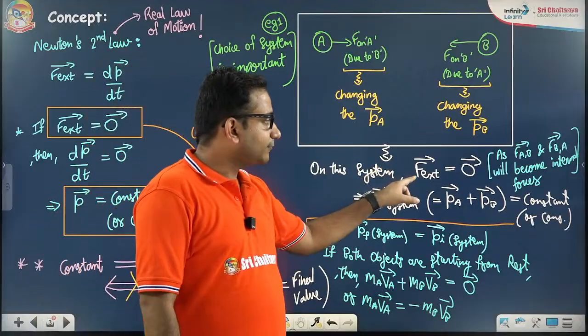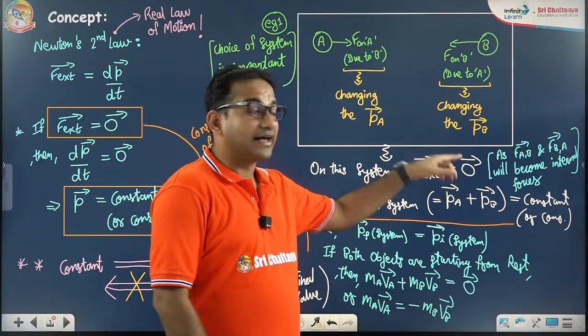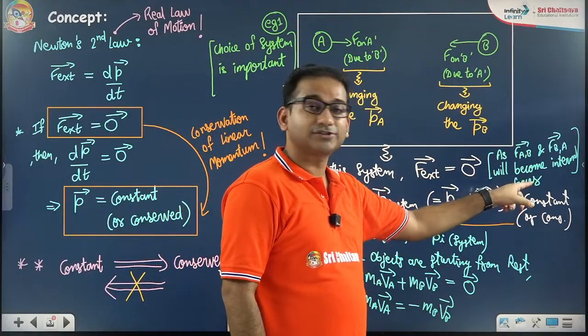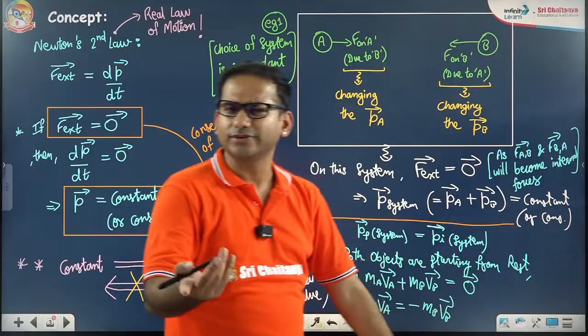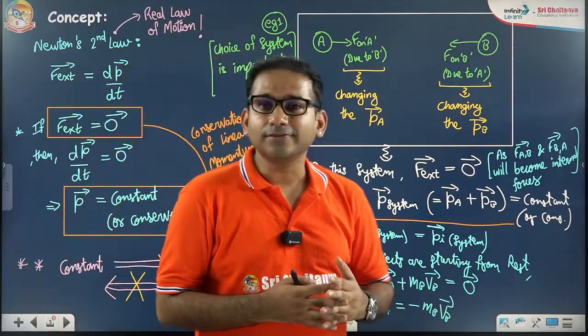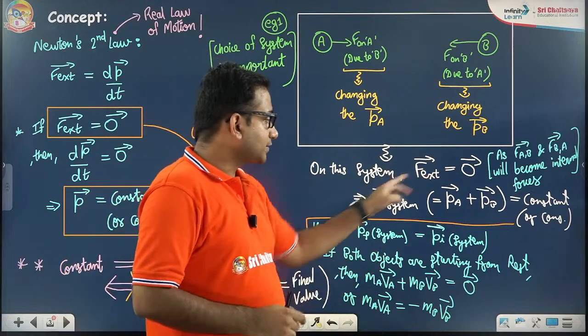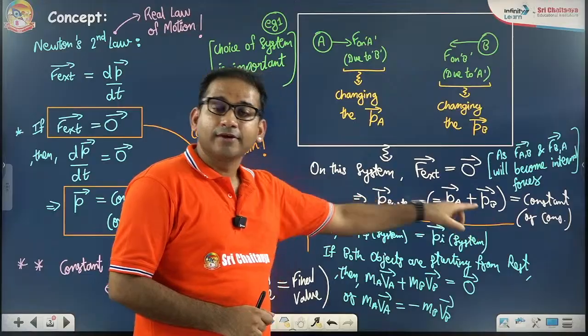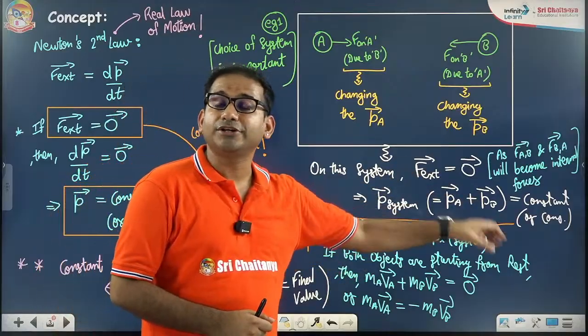So now the external force acting on the system is zero, as these two will be equal and opposite internal forces, by Newton's third law. If they become internal forces, action and reaction, then the external force is zero, and the system's momentum can be constant or conserved. Which means final momentum must be equal to initial momentum.